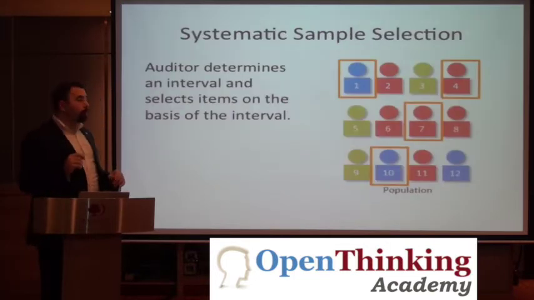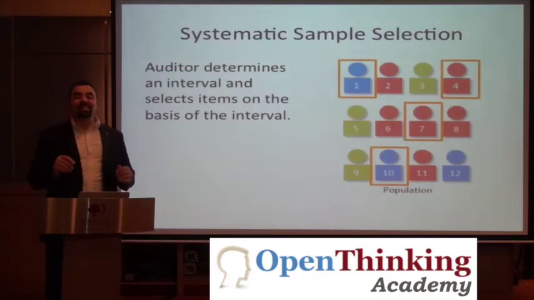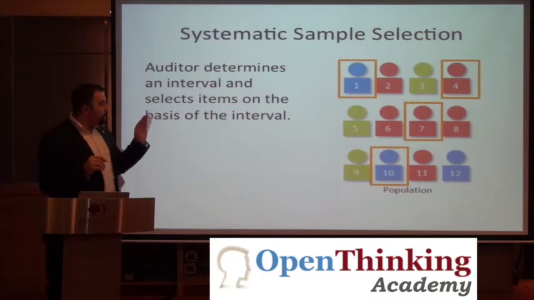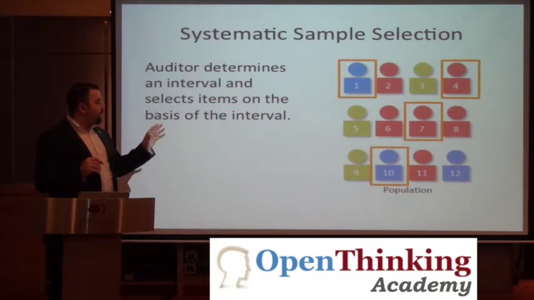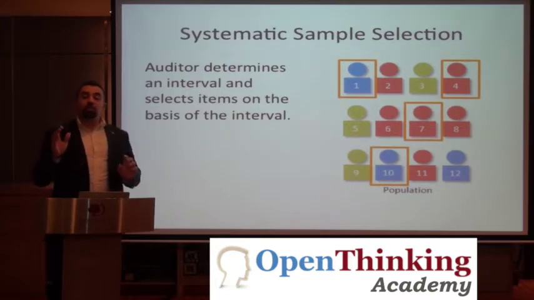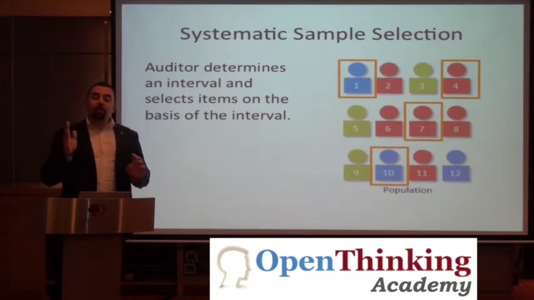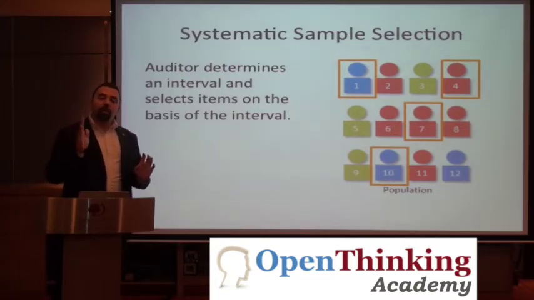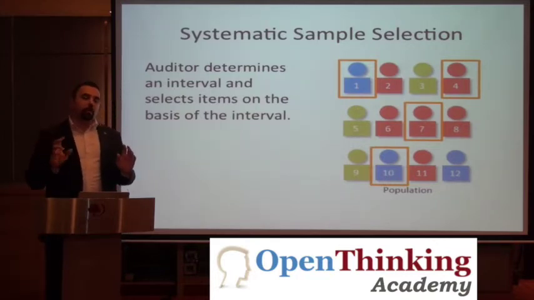The second way for us to do sampling is systematic sample selection. So every 1, 2, 3, 4 we select a sample. 4, 5, 6, 7 we select a sample. 8, 9, 10 we select a sample. So this is called systematic sample based on interval. Every 4 invoices we select 1 invoice.